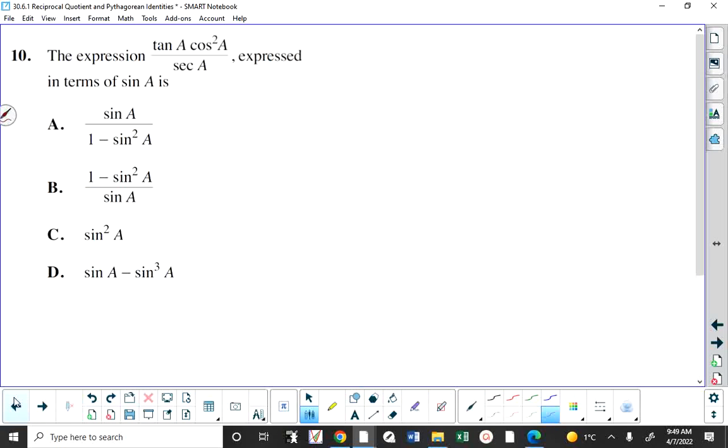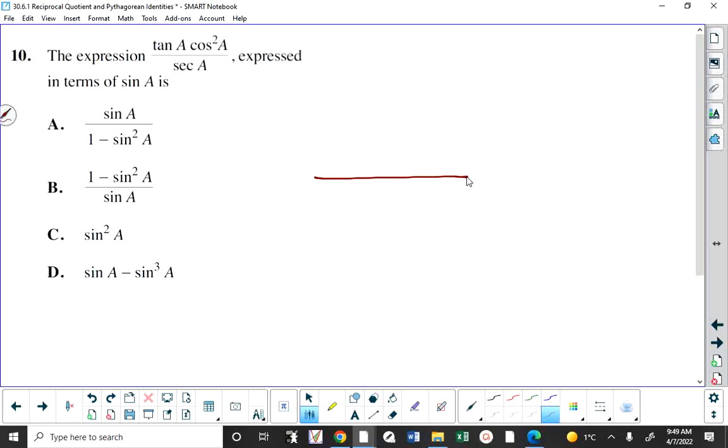Let's take a look at number 10. Tan A cos squared A over secant A. This is a goofy one. I remember this question. First of all, the fact that this is a single fraction with things multiplied on the top and on the bottom, well, there's only one thing on the bottom, makes it easy. We can do a lot of canceling as long as we follow the rules of algebra. Okay, so if we have a factor on the top, we can cancel it with a factor on the bottom.